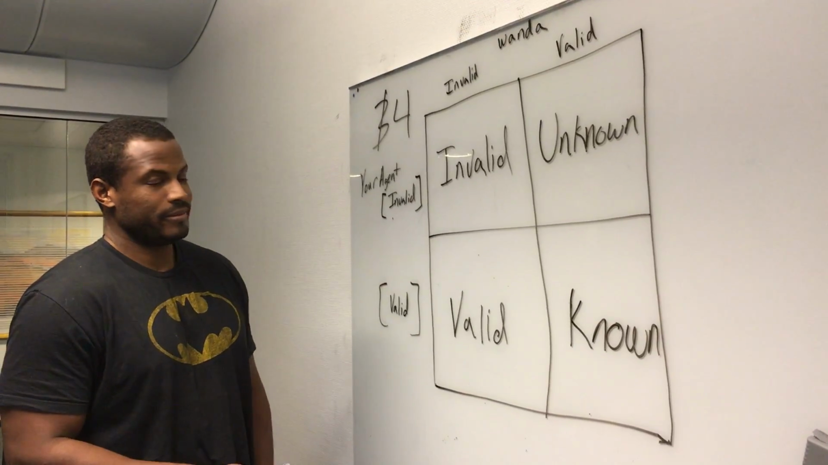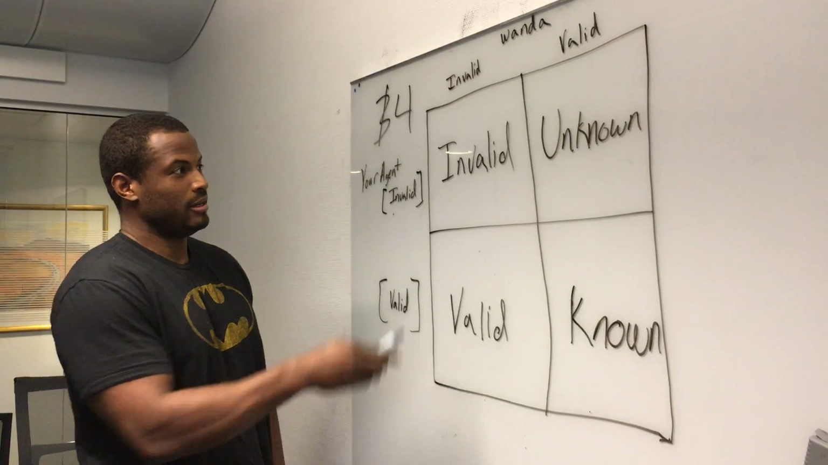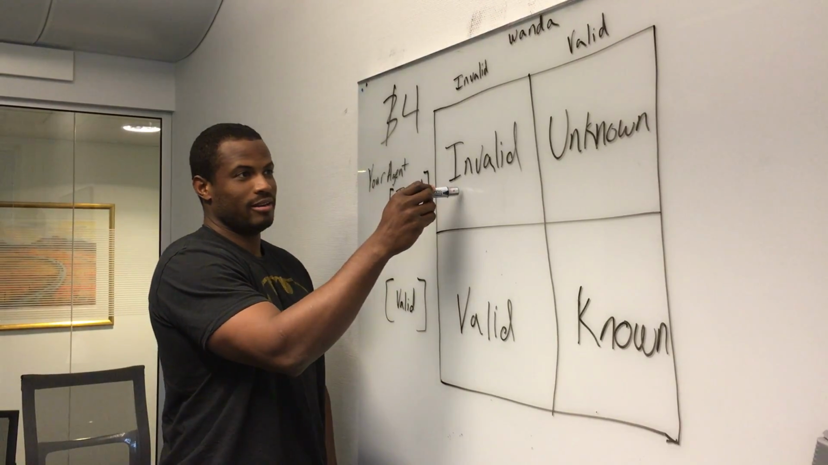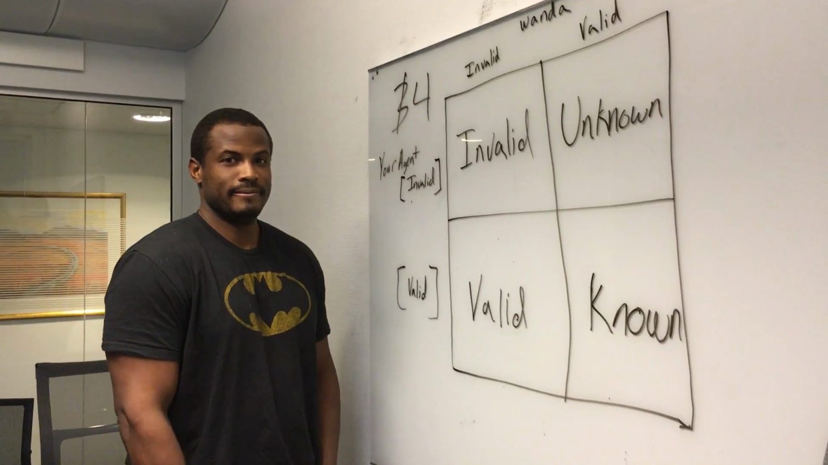But yeah, so now it's no longer a 3-state problem, it's a 4-state problem. So that brings us to invalid, valid, unknown, and known. That should be about it.